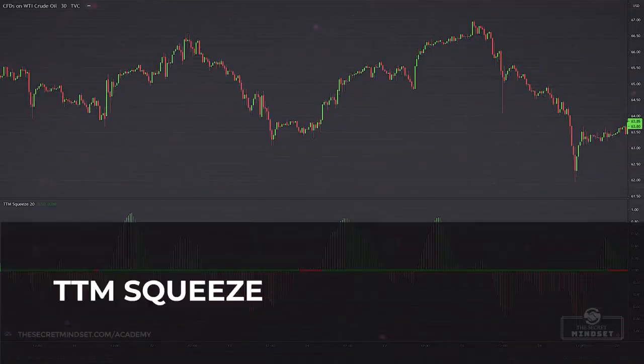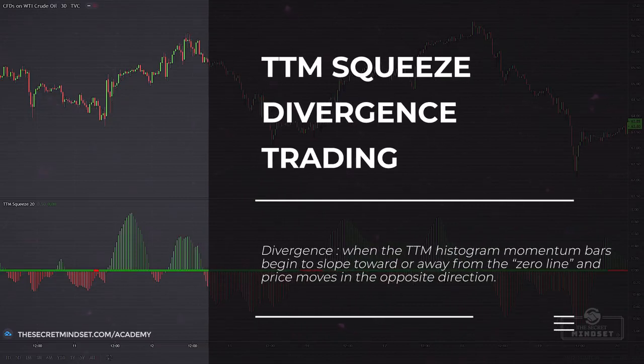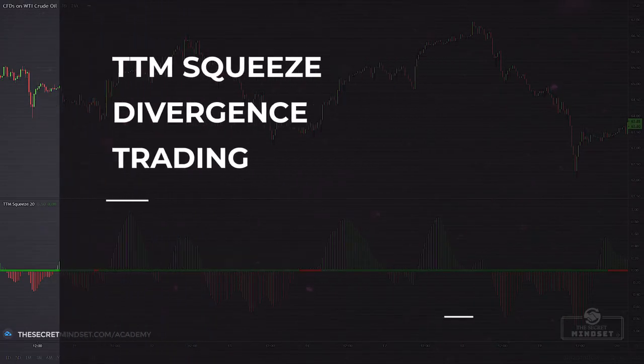Another way the TTM squeeze indicator can be traded is by using divergence. Divergence is when histogram momentum bars begin to slope toward or away from the zero line, and the price moves in the opposite direction on the upper part of the chart.